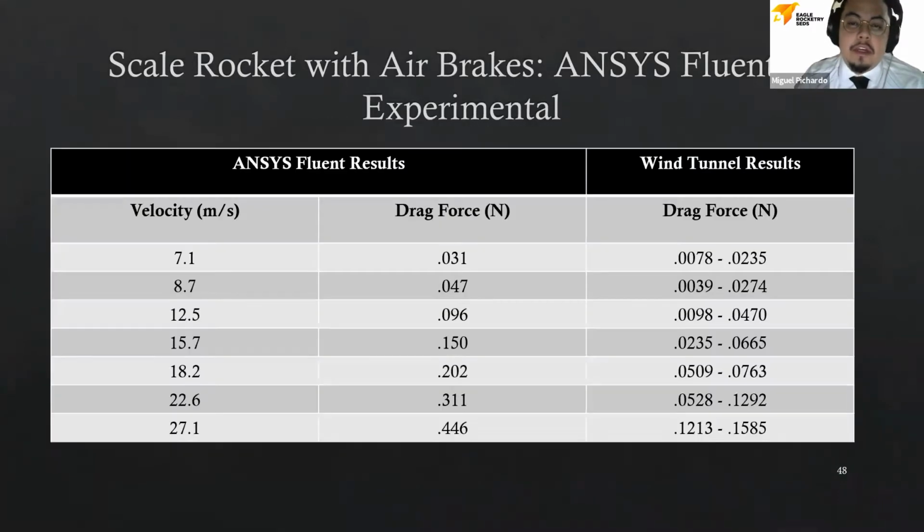Next, we have the similar table, but this time for the drag forces of the rocket. We can see that the drag forces increase as the velocity increases. And similarly, the drag forces experimentally also increase. But once again, we have some discrepancy. Our drag forces don't align perfectly with the wind tunnel results. And again, we may attribute this to the angle of attack, which gave skewed data points.